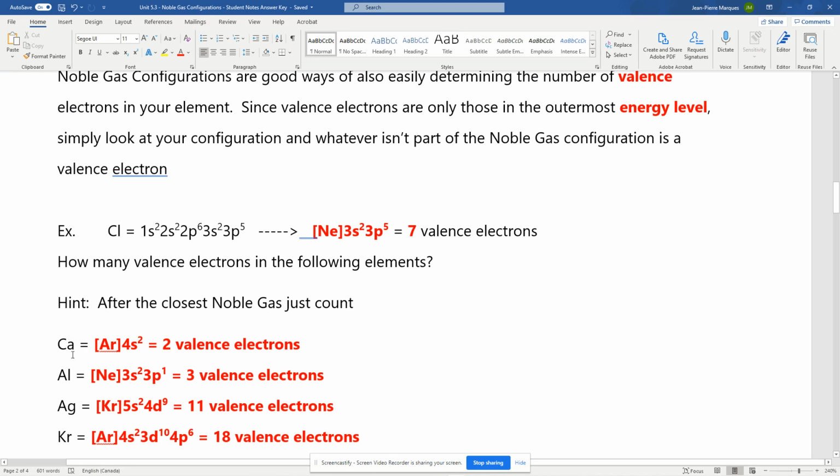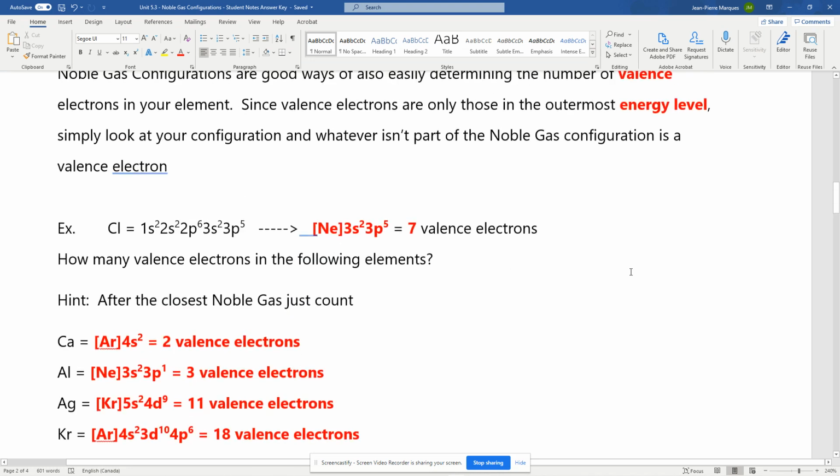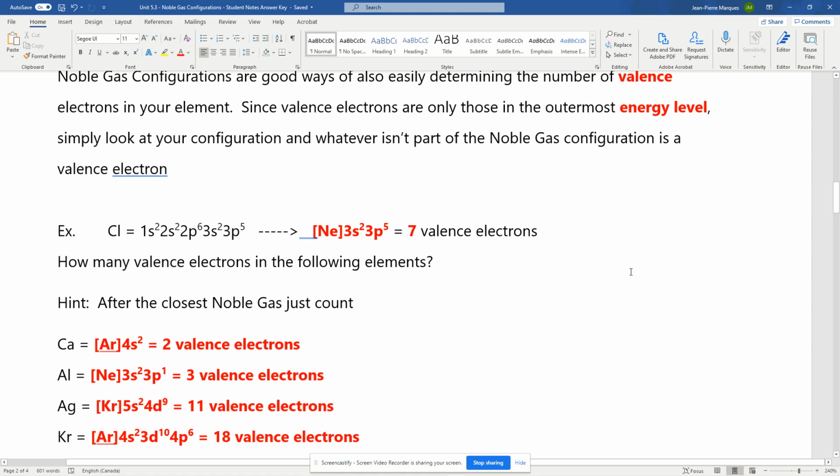Oh, I did aluminum, silver. I did the wrong one. Sorry, krypton is argon. I apologize. Okay, and that is how you do your noble gas configuration.